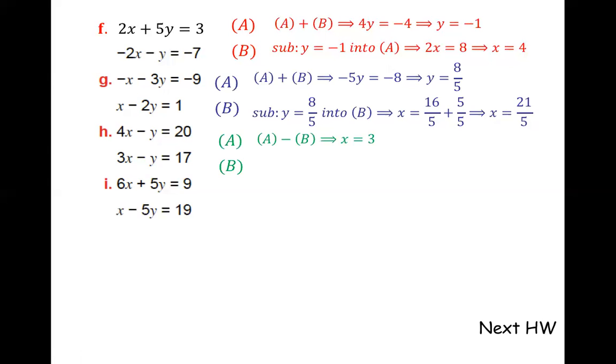H, take away, because they're the same sign. So 20 take away 17, that's 3. So that's an easy one to do.